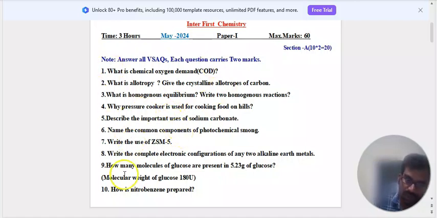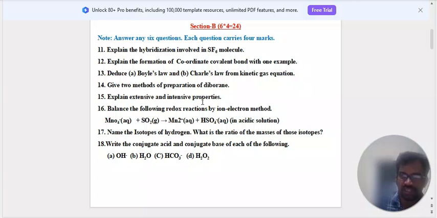So there are a total of 10 questions in the first section. We need to write all 10 out of 10. Each question carries 2 marks. Now you will move on to the next section, and we will see what questions are there.